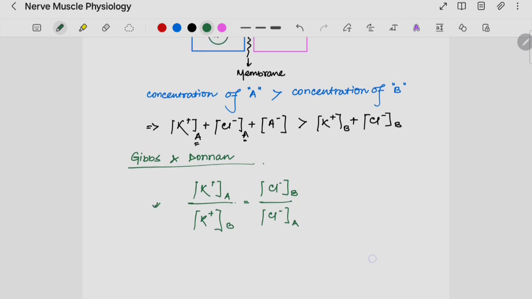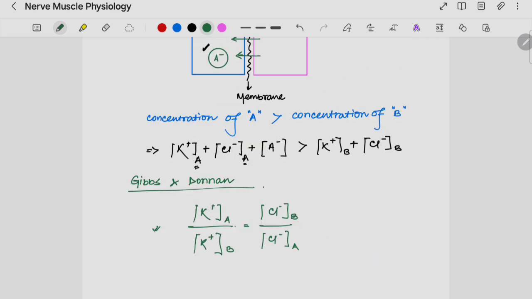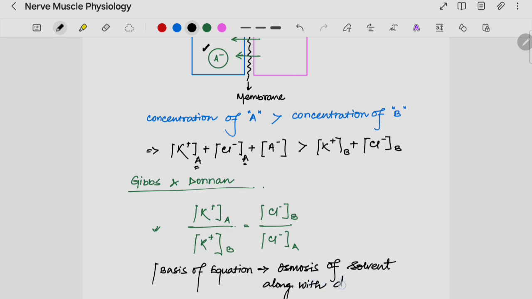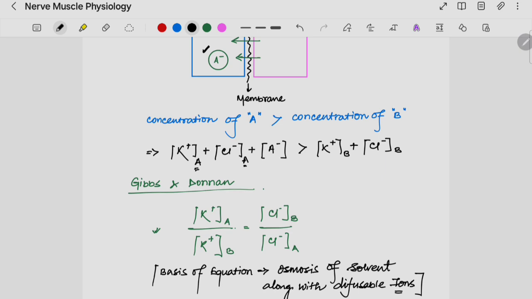This is known as the Donnan equilibrium, or the Gibbs-Donnan equation, on the basis of diffusible ions. So the basis of the equation is osmosis of solvent along with diffusible ions. So that's all for the resting membrane potential, all the concepts.